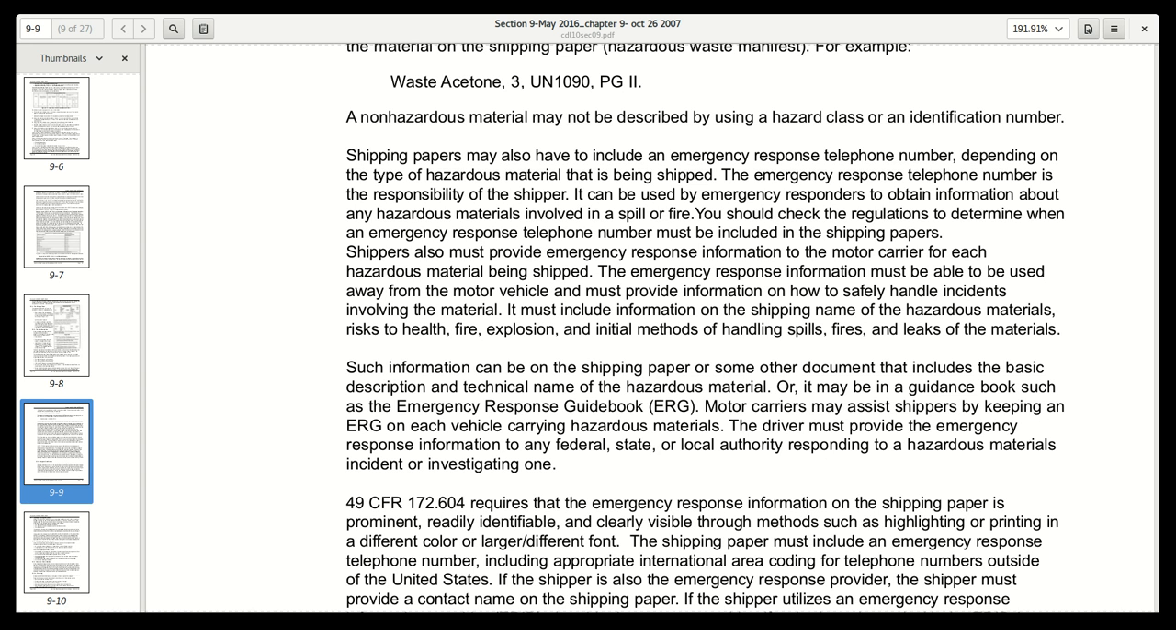Shippers also must provide emergency response information to the motor carrier for each hazardous material being shipped. The emergency response information must be able to be used away from the motor vehicle and must provide information on how to safely handle incidents involving the material. It must include information on the shipping name of the hazardous materials, risks to health, fire, explosion, and initial methods of handling spills, fires, and leaks of the materials.